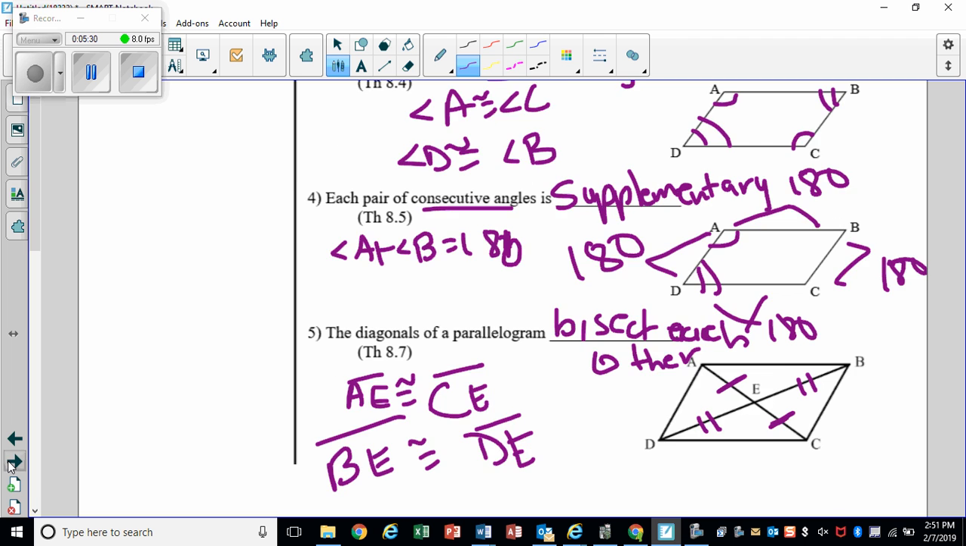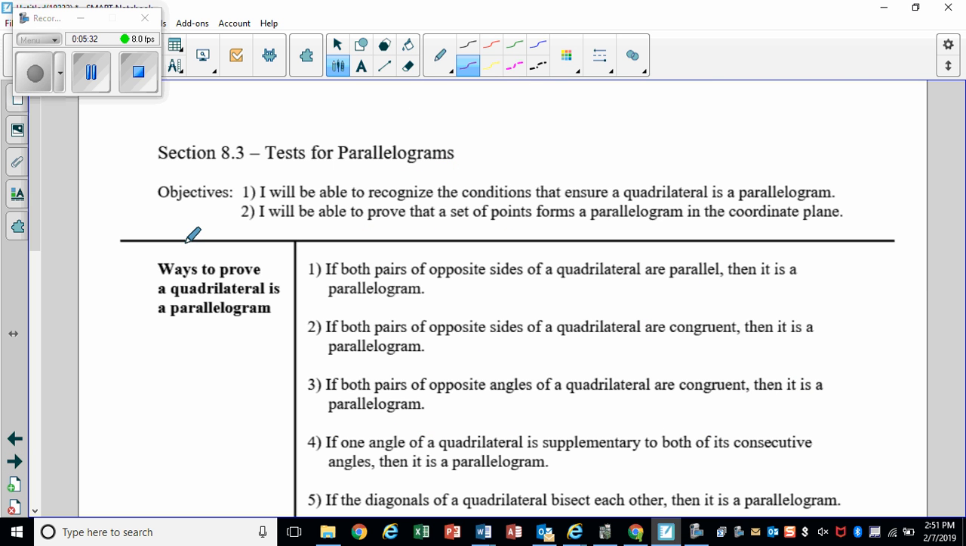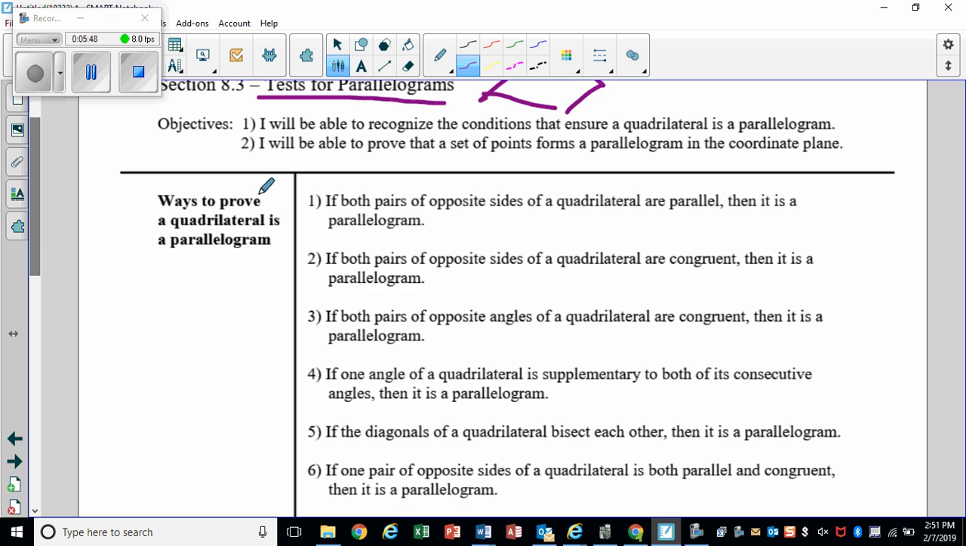When it comes to the next page, how do I know if any four-sided figure is a parallelogram? If they give me a figure that looks like a parallelogram, what are the properties I need to look at to determine if it is a parallelogram? So these are the 5 ways to prove a quadrilateral is a parallelogram.